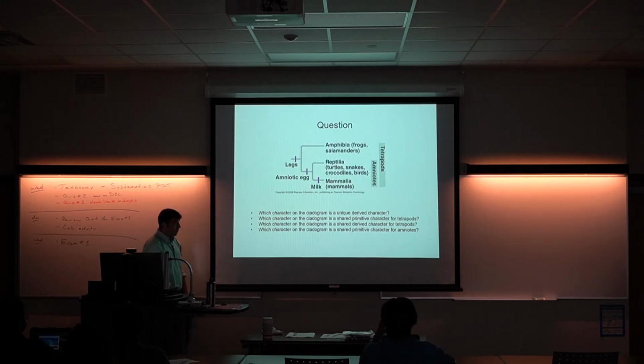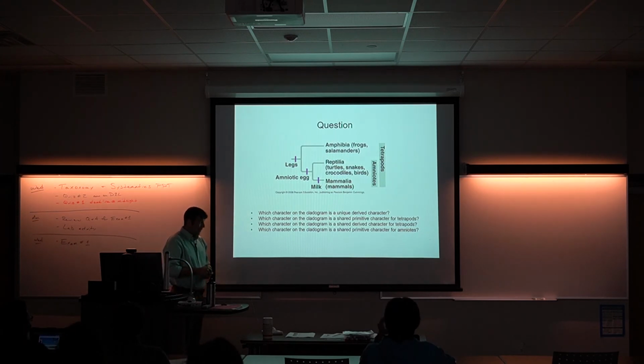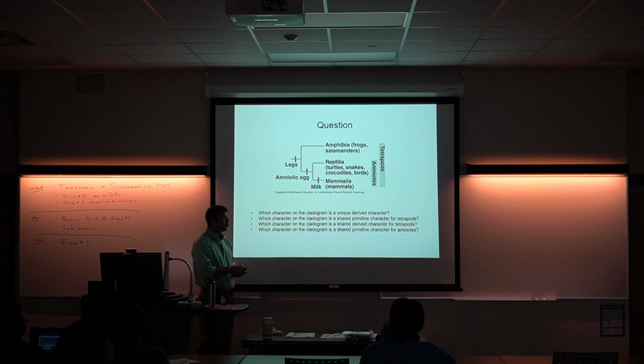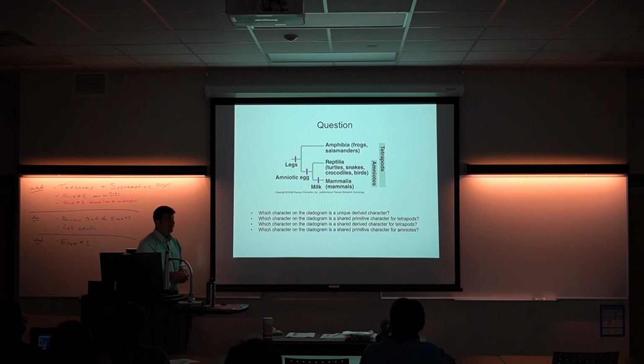Here are the practice questions. If we're not careful, they can seem repetitive, but let's see if we can tackle each one. The first one is, which character on the cladogram is a unique derived character? And the characters, again, are anything here in purple. So we have the characteristic of having 4 limbs. We have the characteristic of producing a shelled egg, or we have the characteristic of producing milk. Which one of those characteristics is unique derived? Yep, that's easy. That's the milk. Only one taxa in consideration has that unique derived characteristic.